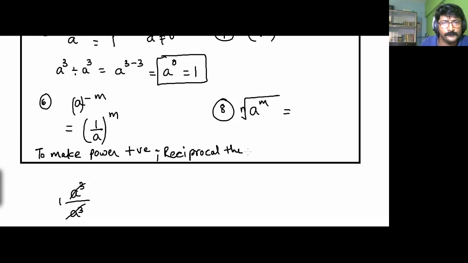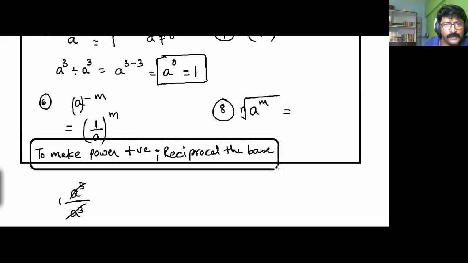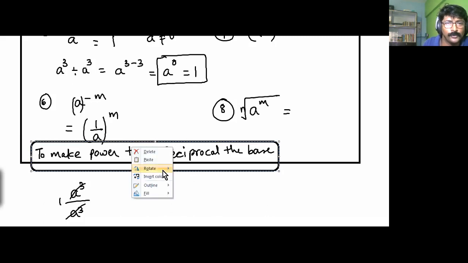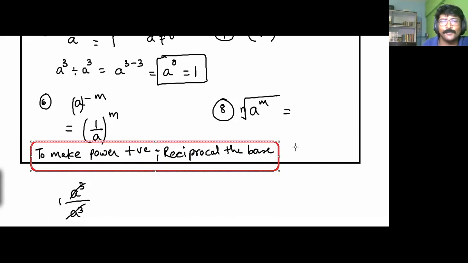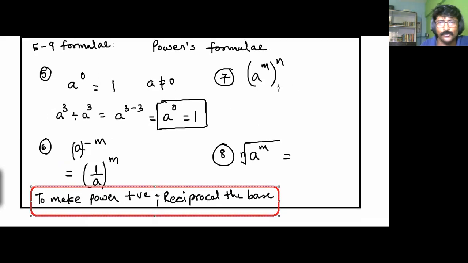I hope you understood this sentence. This is a very important sentence, guys. To make the power positive, what do we need to do? We need to take the reciprocal of the base. I hope you got that sentence very well. Is it easy? To make the power positive, reciprocal the base. Now the next rule. What is a power m whole power n? It is a power m into n. Everything happens in the power.